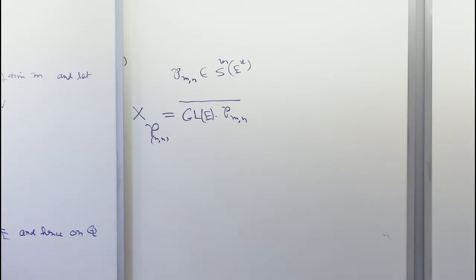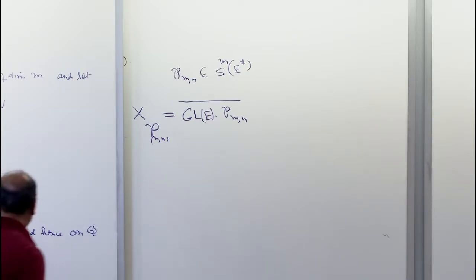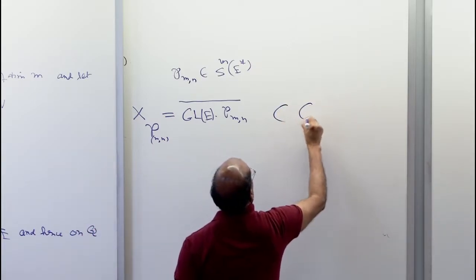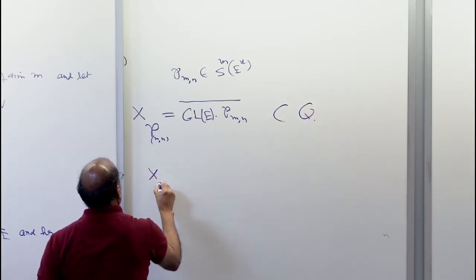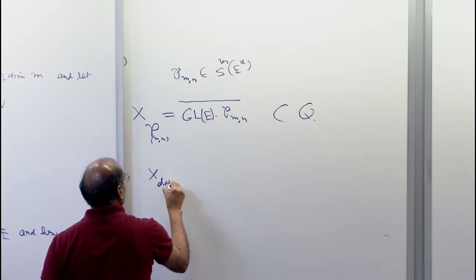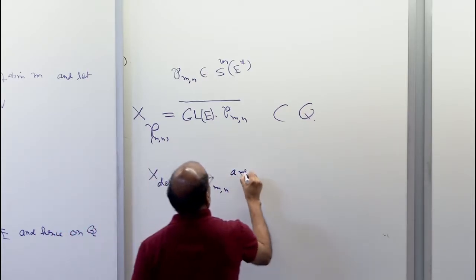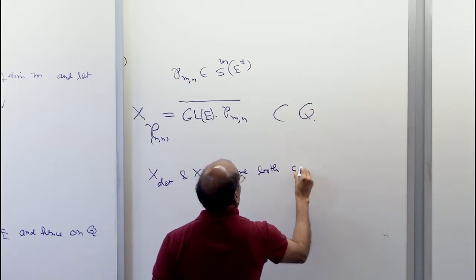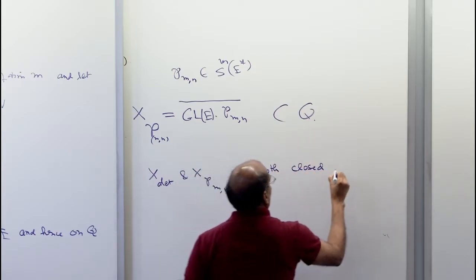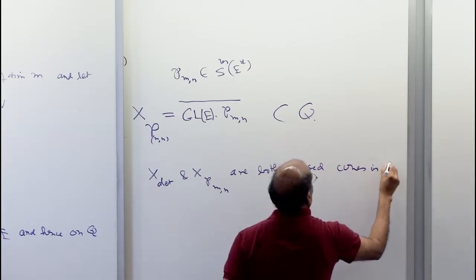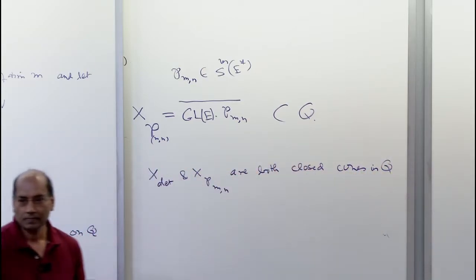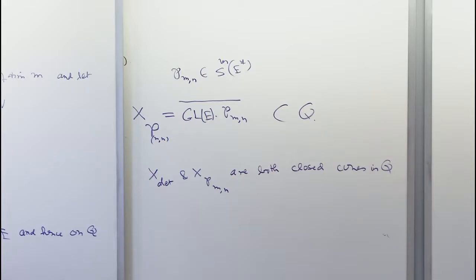Okay. So now these are two closed subvarieties of Q. So they are both closed cones in Q. They are both closed cones, which means they are invariant or stable under the usual C star homothety action.